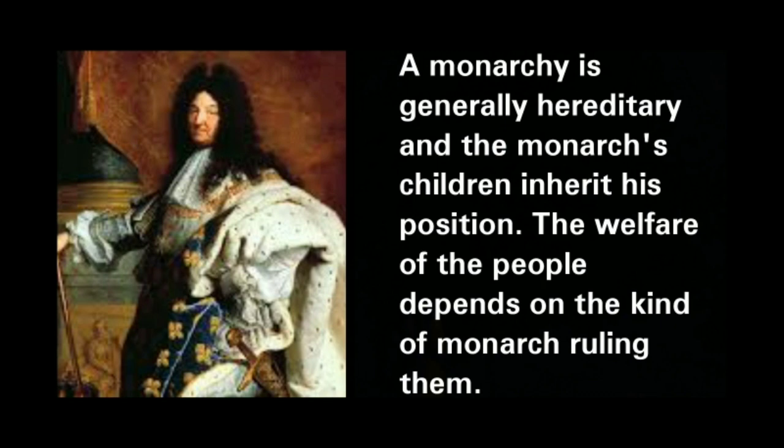Means in the absolute monarchical system, the emperor, meaning the king or queen, is a hereditary one, and the welfare of the people mainly depends on the kind of monarch ruling them.